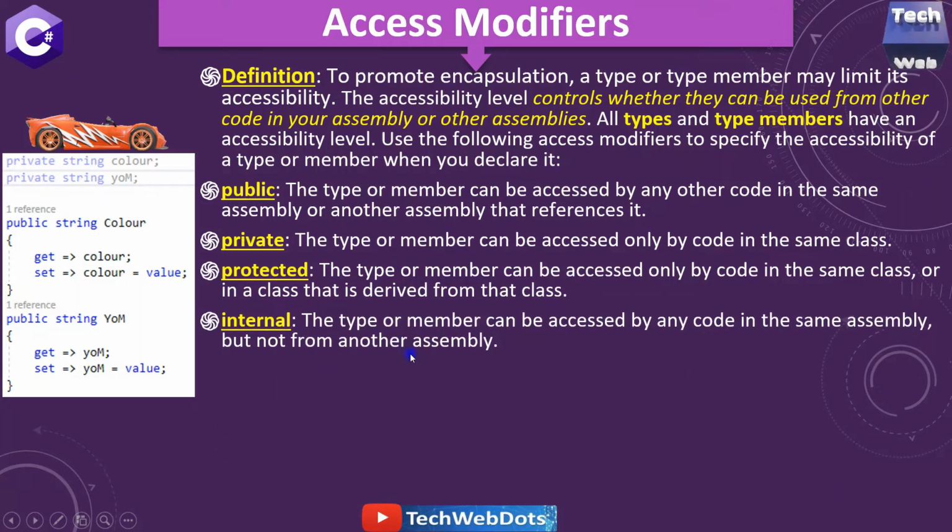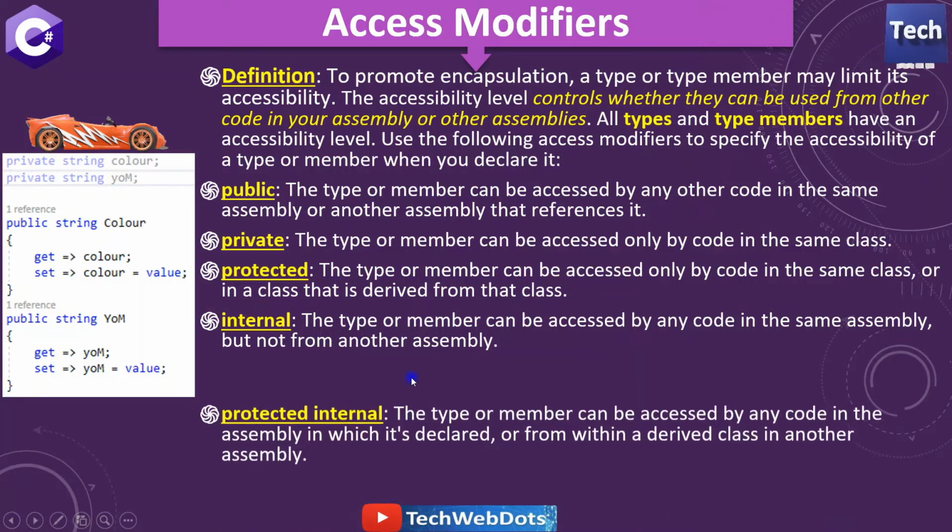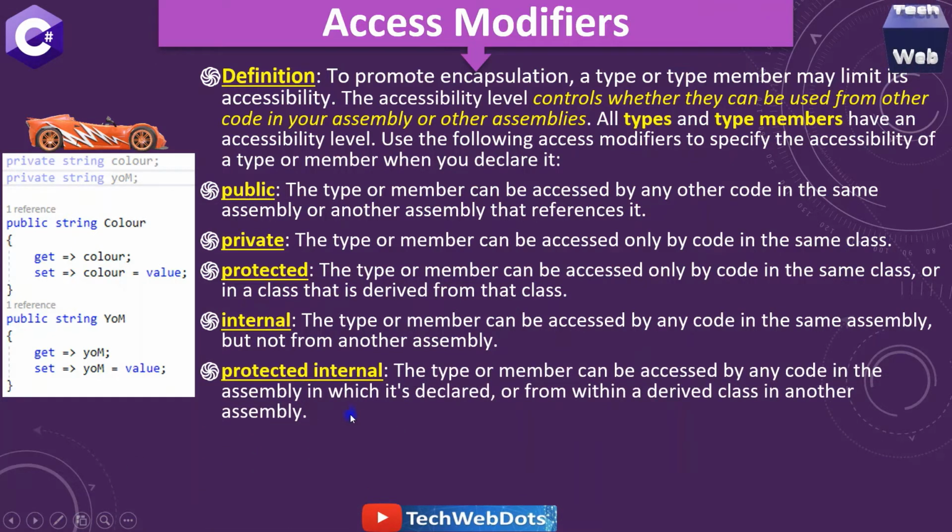And one is internal. This type or member can be accessed by any code in the same assembly but not from another assembly. So in the same assembly we can use this piece of code, but when we are using another assembly and we want to use these properties, it is not possible. And when we say protected internal, the type or member can be accessed by any code in the assembly in which it is declared and from within a derived class in another assembly. I hope these are the very basic definitions of these. You can read it once again.